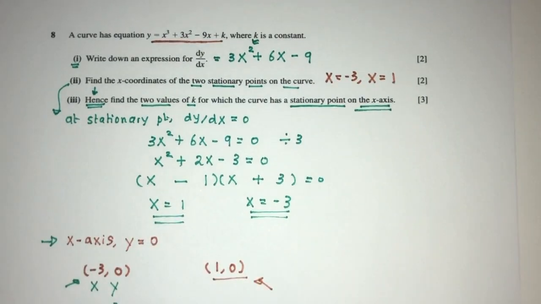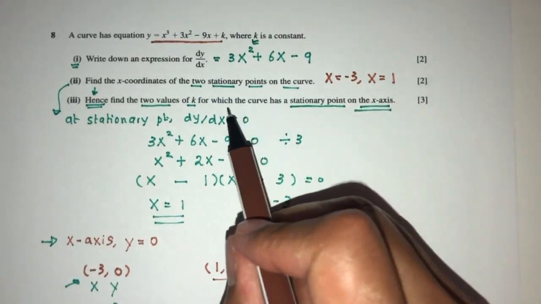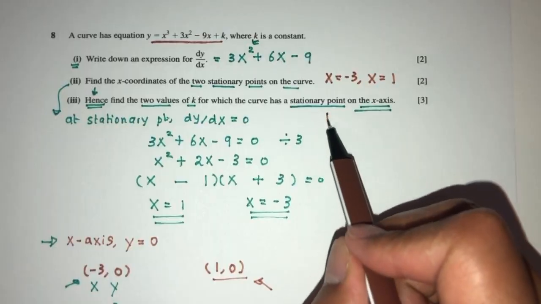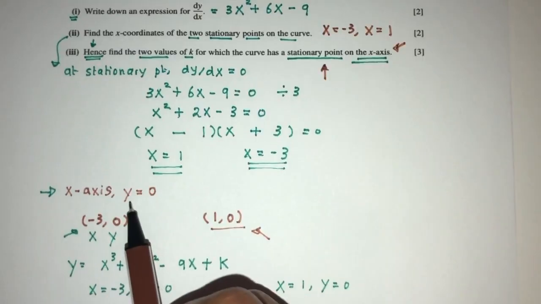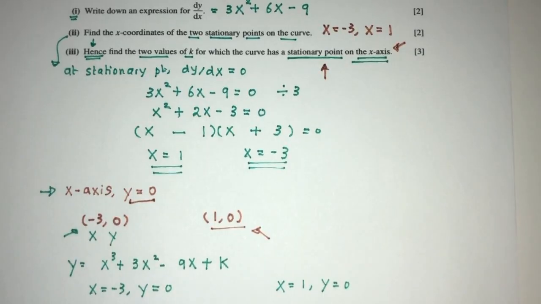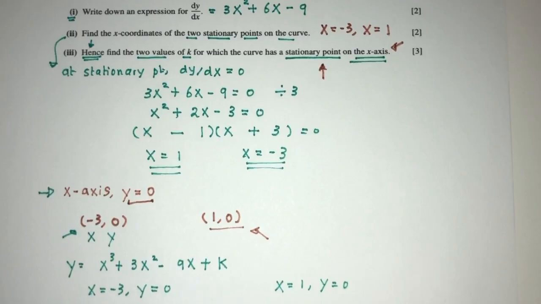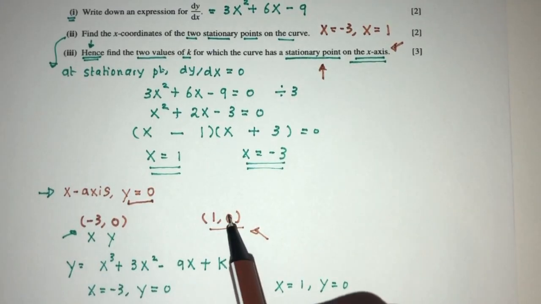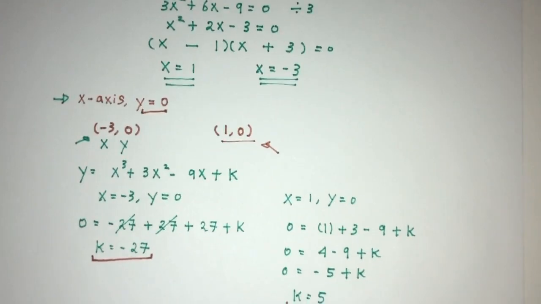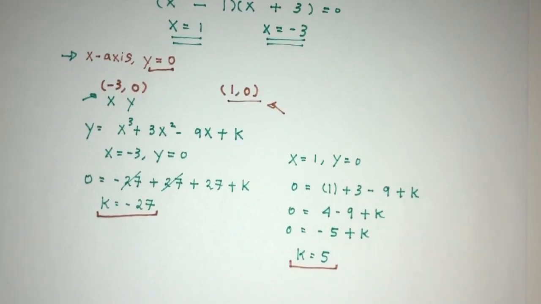Now here the only thing we have to understand was this one, for which the curve has the stationary point on the x-axis. Now we know on the x-axis the value of y is 0, that's what we know, and then because we know the stationary point has to be such that y is 0, if the x value is something, y will have to be 0, and then step by step finding the two values that we need for the values of k.